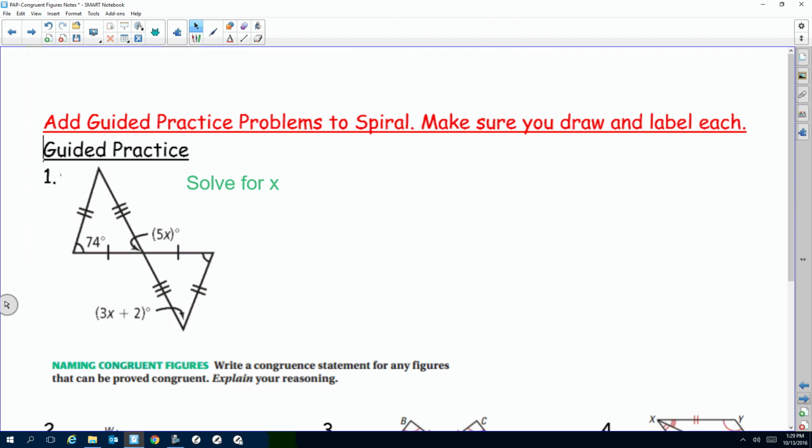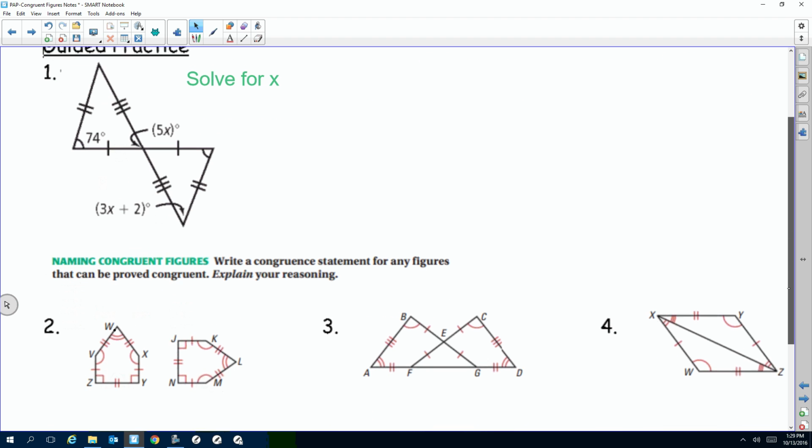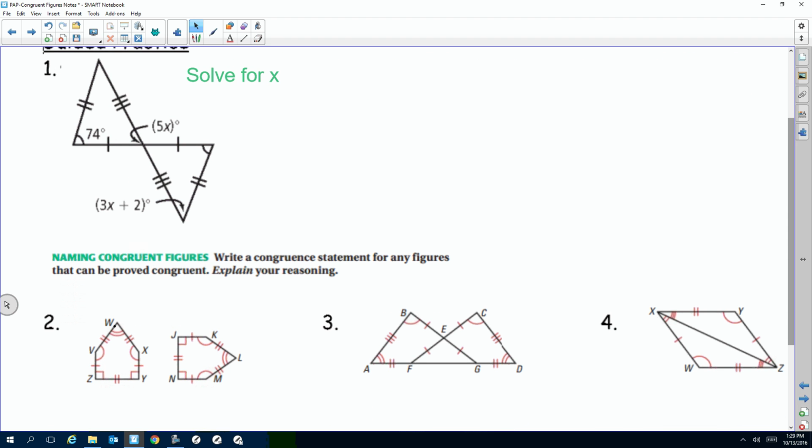Now, let's talk about this one. We need you to solve for x. How can we get to this x? On the first guided example, what do we know? Anything we know? Are the two triangles congruent? How do we know that? The tick marks, yes, the marks. All right, so did we see the 74 with this arc? All right, so we should know this other triangle also has 74.